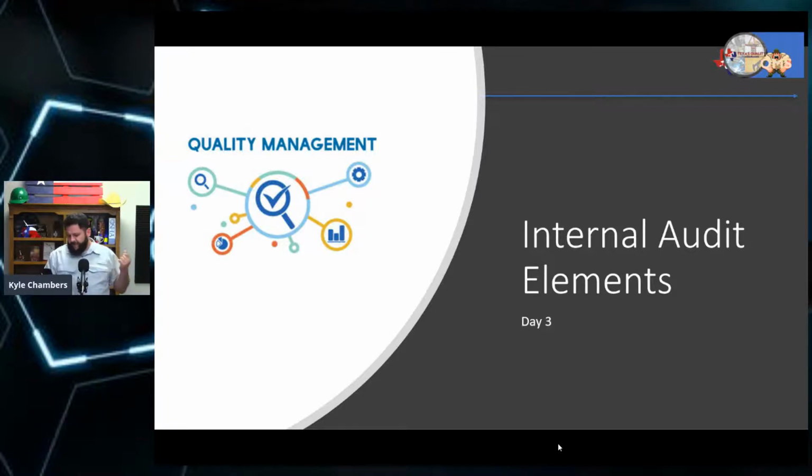All right, so we got a question here. When a company is new to QMS or auditing, are there resources to use as a template for the topics and the scope of the audit, or should they just go through the standard clause by clause?